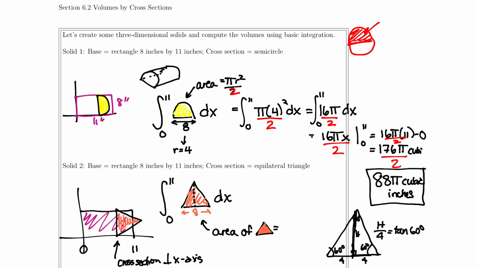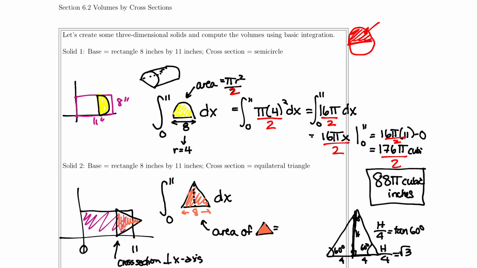Do you see what I'm saying? So we could use our trigonometry. The height divided by 4 is the tangent of 60 degrees. Tangent of 60 degrees is going to be square root 3 over 2 divided by a half, or square root 3. So the height over 4 is square root of 3. And so the height for that is actually just 4 square root of 3.